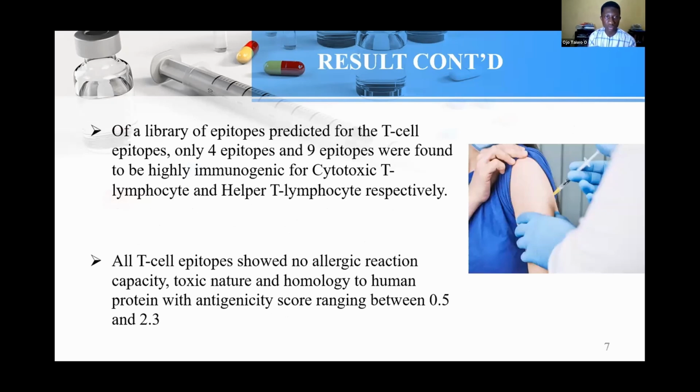Now, to the T cell epitopes, as I've said in the methodology, we harnessed epitopes from the CTL and HTL. So we used 4 epitopes from the CTL and 9 epitopes from the HTL. And just the same way as with the B cell, we made sure that all of these epitopes are antigenic in nature, and the antigenicity score ranges between 0.5 to 2.3. They also presented no allergic reaction, they are not toxic to the human body, and they have no homologous protein in the human body.